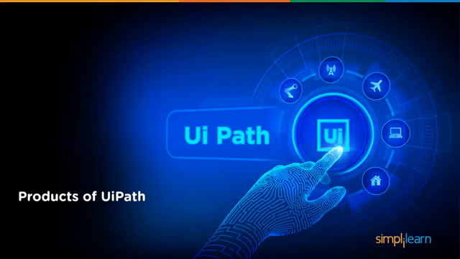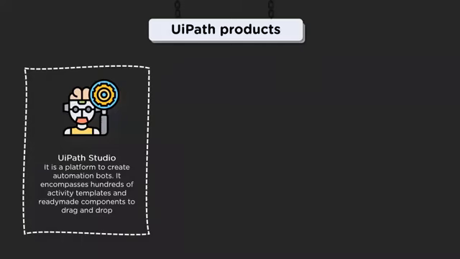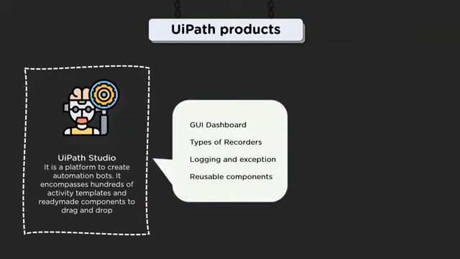Now, let's understand the various UiPath products. First up is UiPath Studio. This is the platform to create the bots. This product consists of all the necessary drag and drop activities and a robust UI to help develop bots of your choice. Now, the UiPath Studio consists of the GUI dashboard. It offers a visual dashboard with activities like send email, display message, and so on.